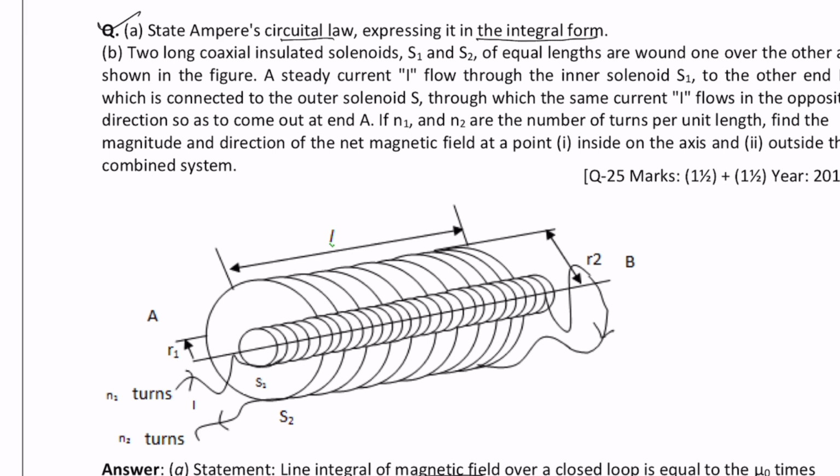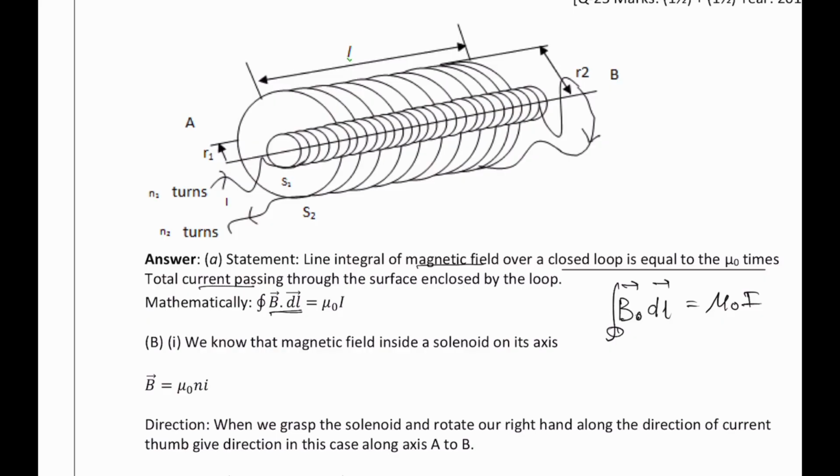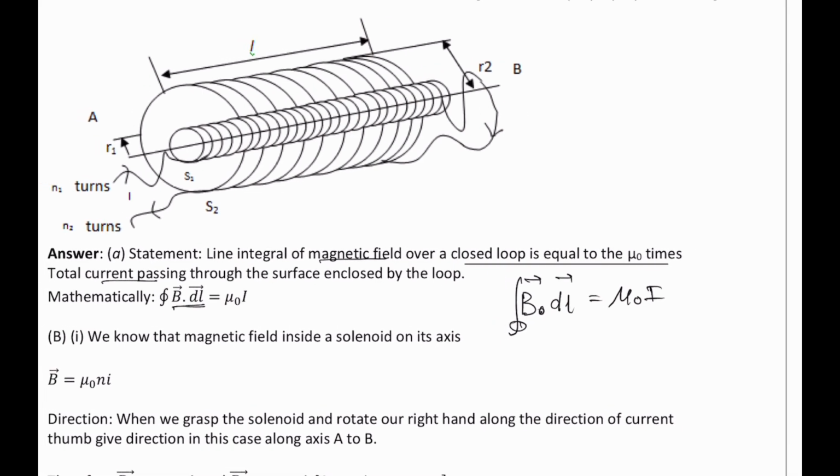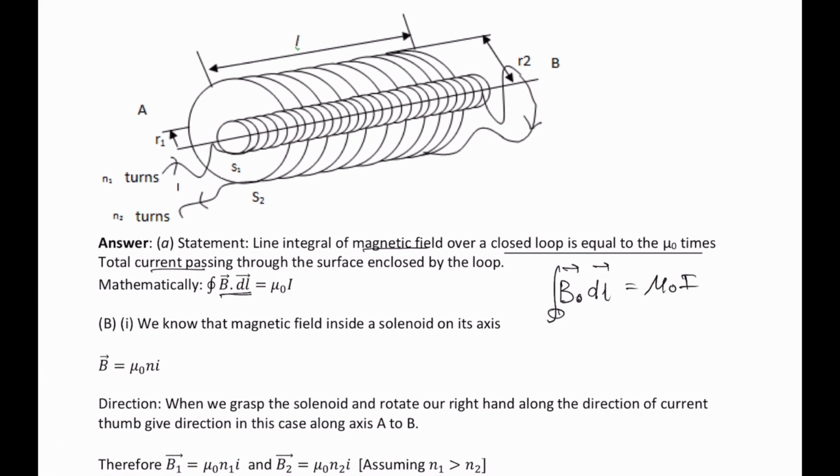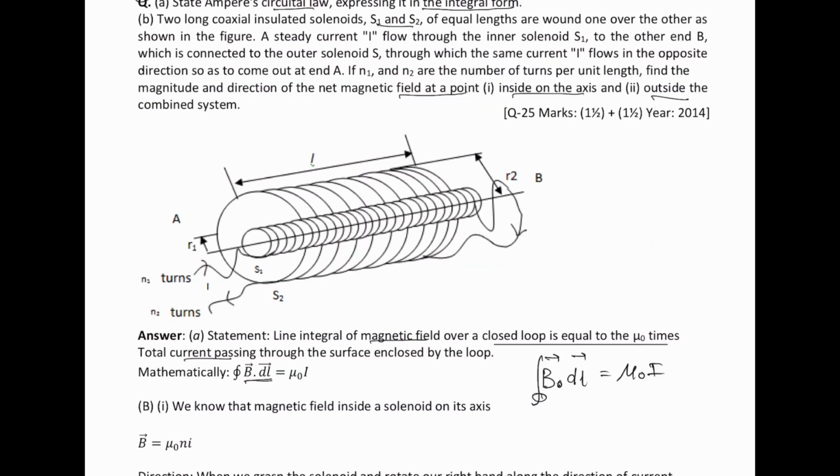Now the second part is two long coaxial coils S1 and S2 inserted, similar to the previous one, which we have already explained. So here also we consider inside on the axis and outside the axis. You have to find the magnitude and direction of the net magnetic field at a point inside on the axis and outside the combined system. Last time we did the mutual inductance of coaxial solenoids, but here we have to find the magnetic field. Let's do it again.